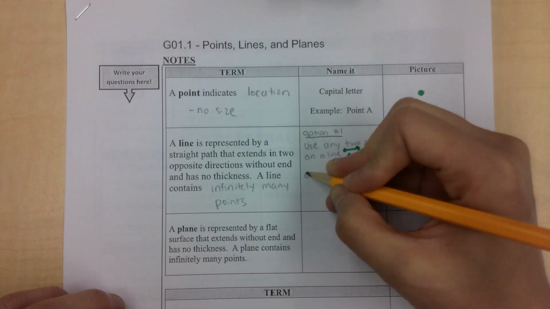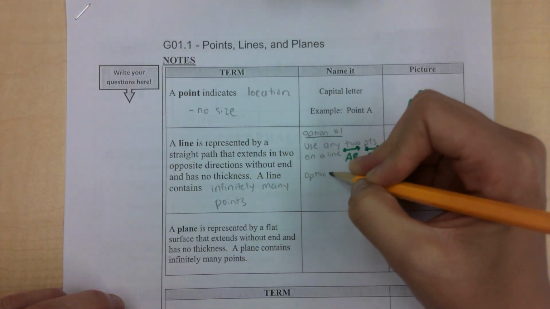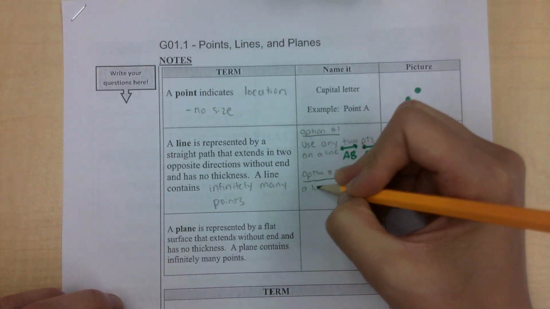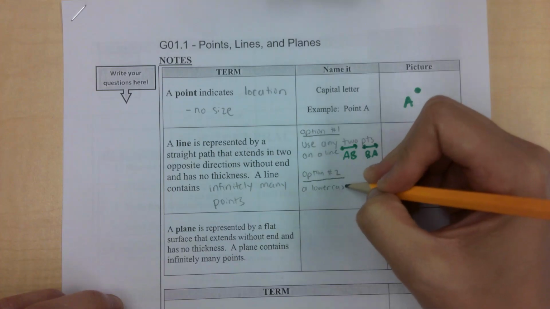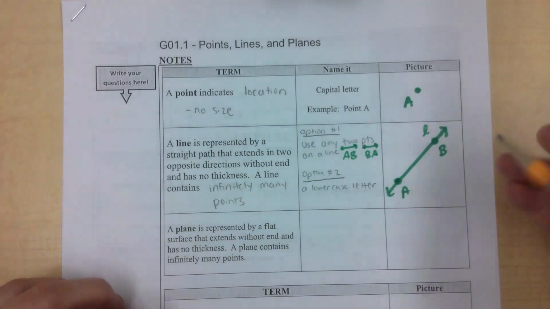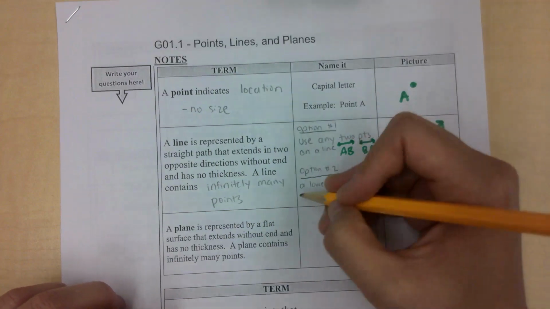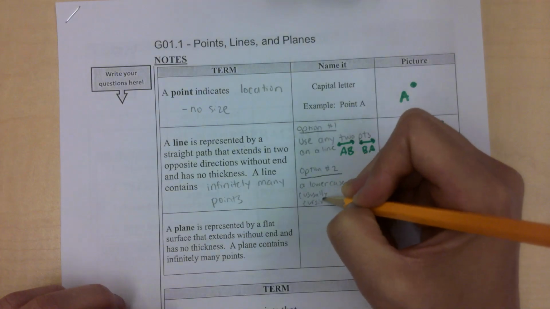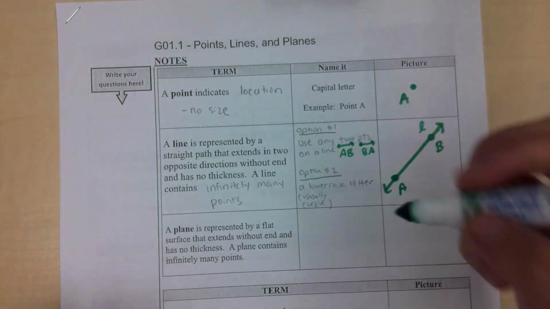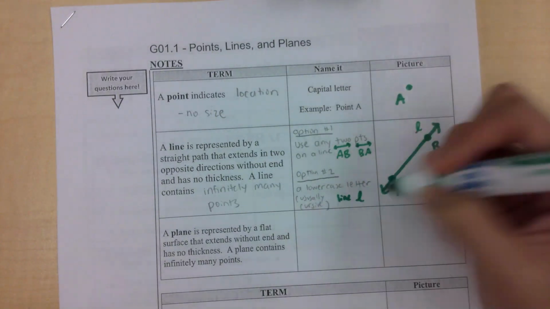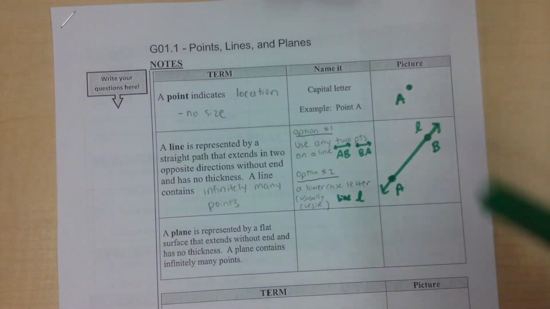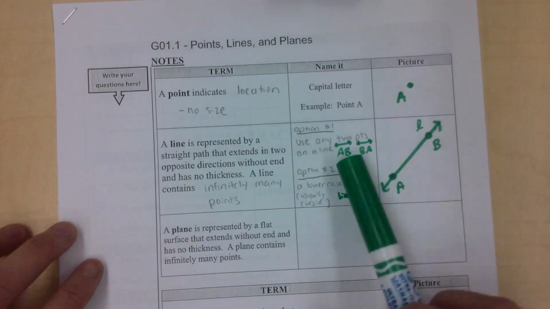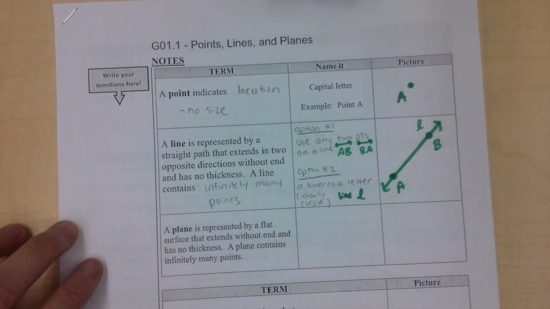And then we have option 2. We can use a lowercase letter if it's already labeled or if we want to label it. Right? So this one was already labeled for us. This letter is usually cursive. So for this one we have line L, right? So that was given to us right there. So 2 options for a line. We can use the points or the cursive. This one's much more common. You'll most likely see the 2 points.